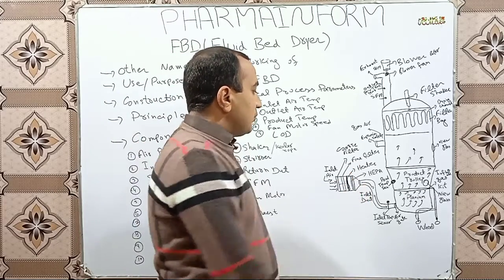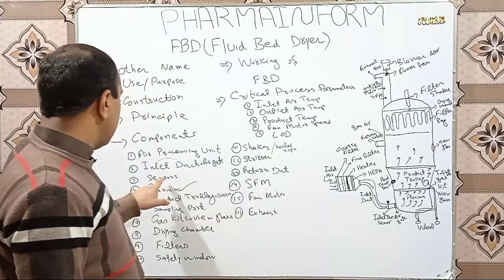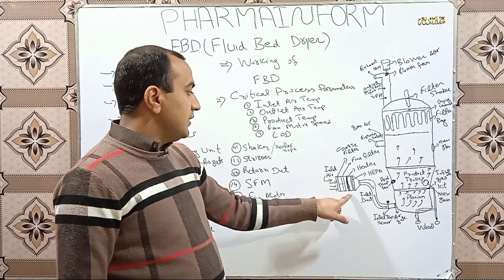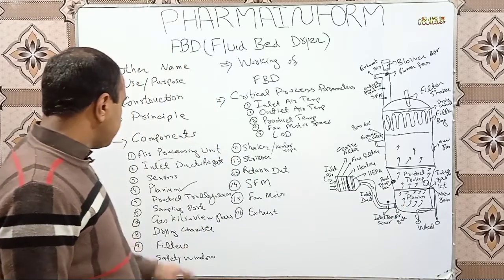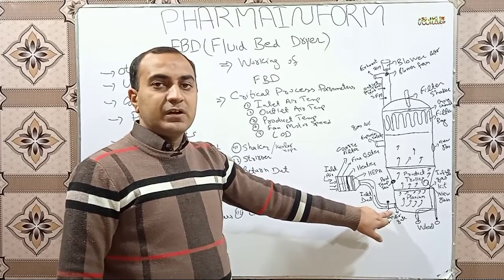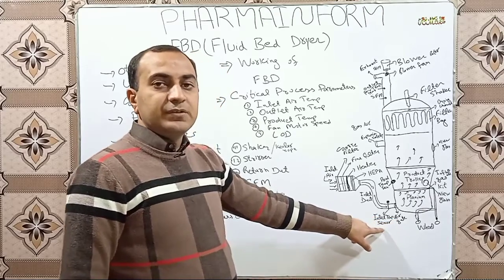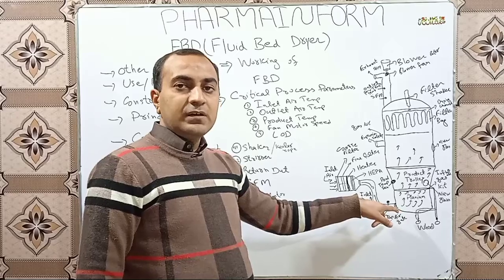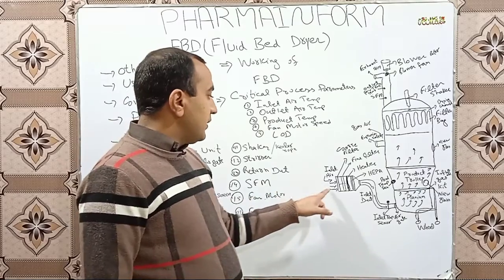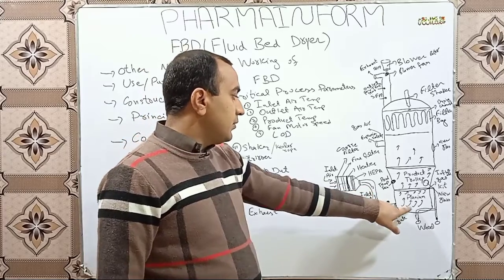So I hope you are now clear with the air processing unit and inlet duct. The inlet duct is basically for the passage of air from outside, after passing through the air processing unit, to the plenum. Sensors: at this point we have a sensor installed which is known as the inlet air temperature sensor. This sensor gives us the value of the inlet air temperature. So first, air passes through the air processing unit, then through the duct comes into the plenum.